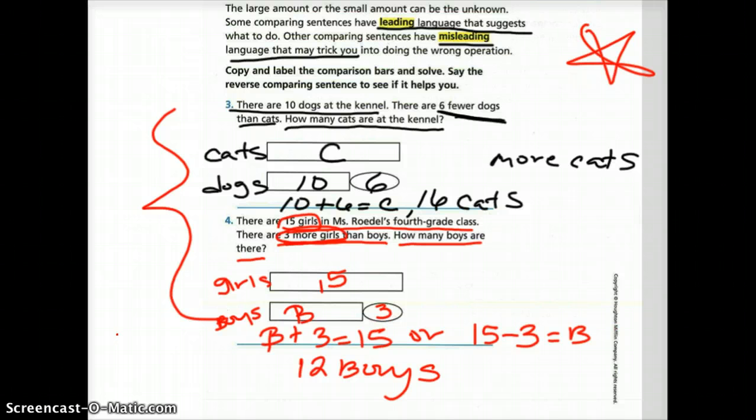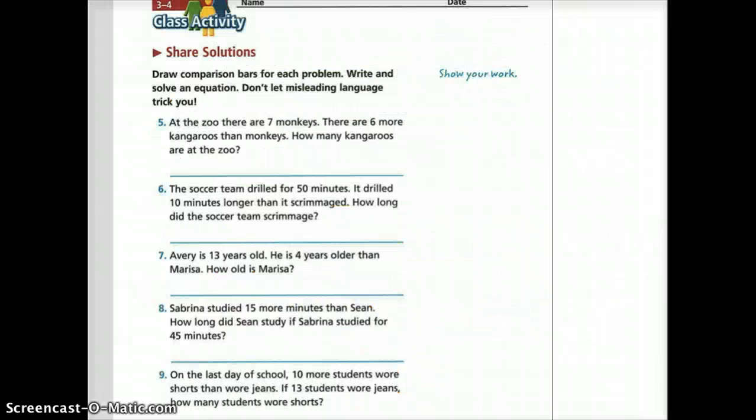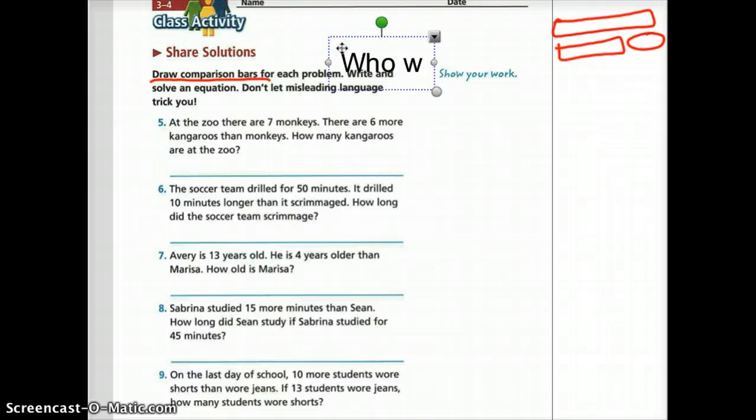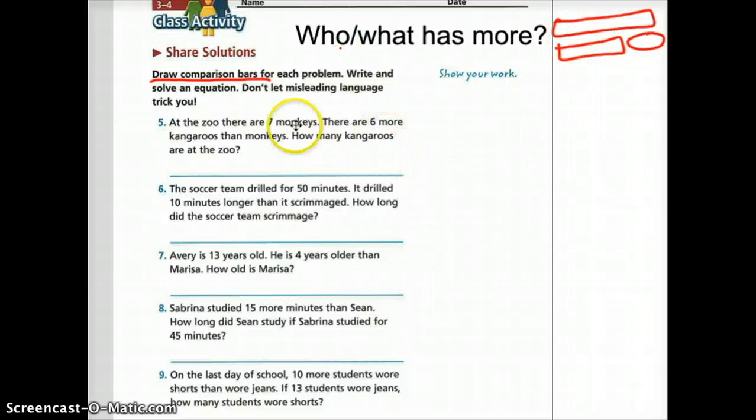Next, we're moving on to page 133. Okay, you must draw comparison bars for each problem. Okay, so comparison bars look like this. You need this picture for each problem. Okay, the first thing that you need to answer is who or what has more. Okay, ask yourself that question first because that's going to help you fill in your comparison bars.